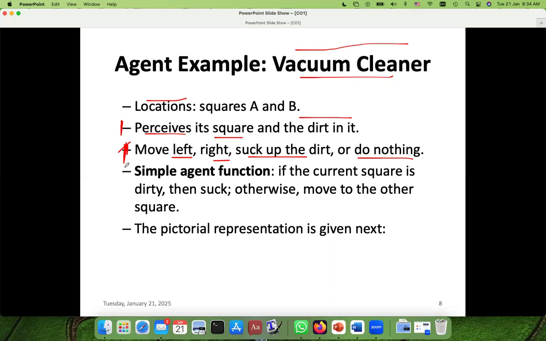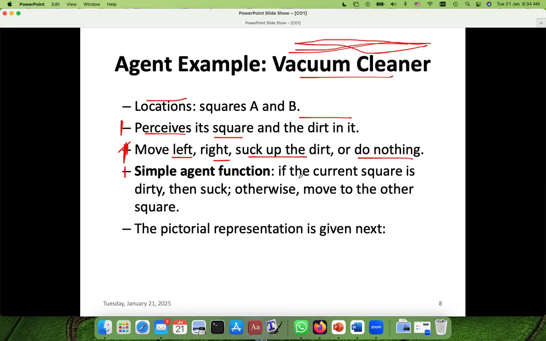Okay. Now, the simple agent function. What will this agent do? What is the function of this agent? So now this is the logic of the agent, how it will work.